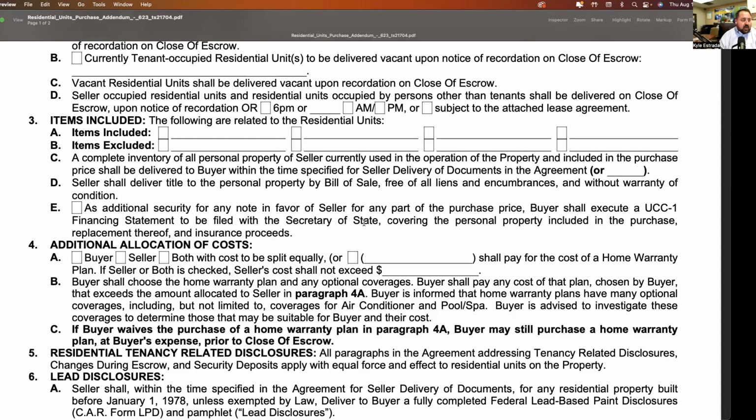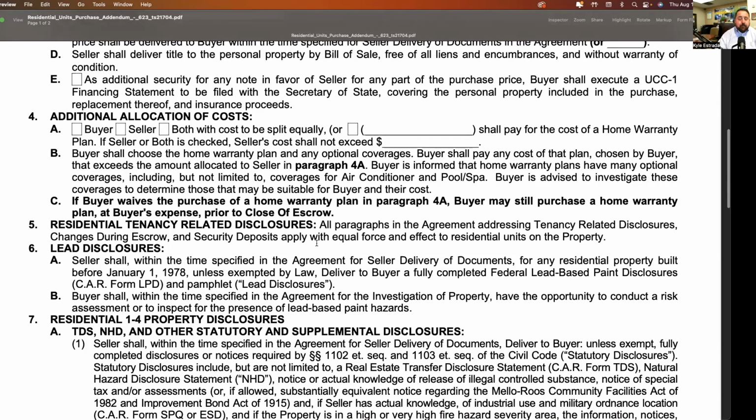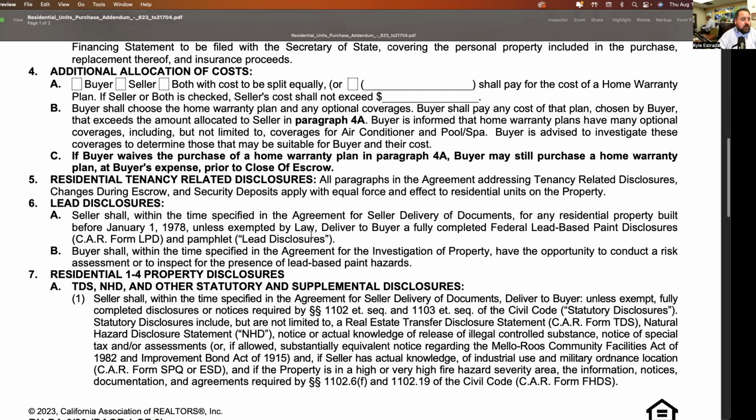Additional allocation of costs. These are the costs that are going to be split. Because the commercial purchase agreement doesn't have a reference to these things, items included, excluded, additional cost, it doesn't have it. So this is now adding it for the residential portion of it. The residential tenancy related disclosures, all paragraphs in this agreement addressing tenancy related disclosures, changes during escrow, the security deposits apply with equal force and effect to residential units on the property.